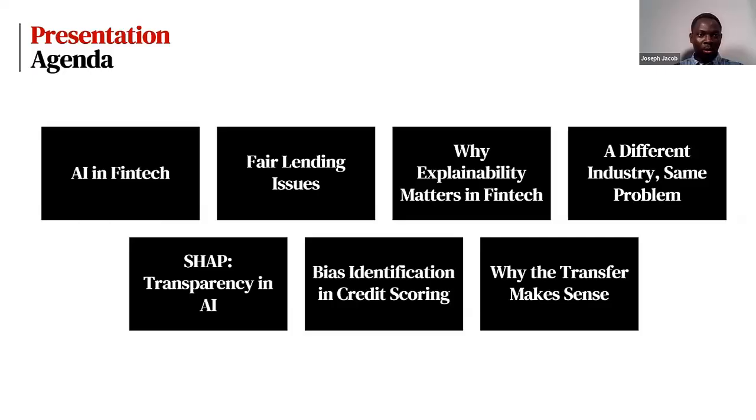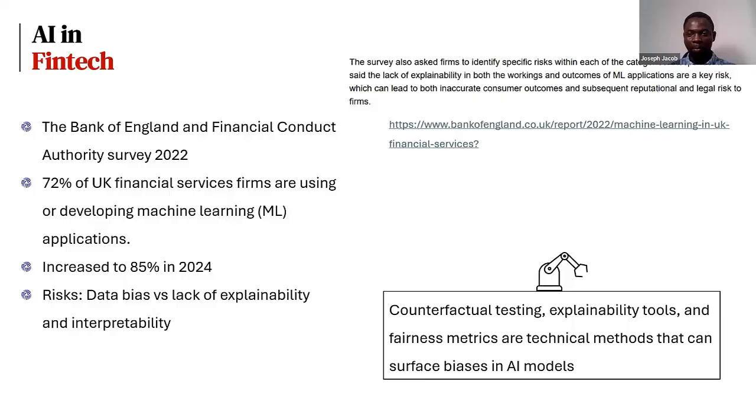So majorly we'll be talking about AI in fintech, then going to fair lending issues where we've had explainability being a key issue in the fintech sector, and also talking about the explainability techniques that were used and how they can be used in fintech. SHAP, which is the major explainability technique, will also be taken into context here before driving basically into bias identification using this transparency technique. So with that, I'll quickly jump in so that we won't waste too much of our time.